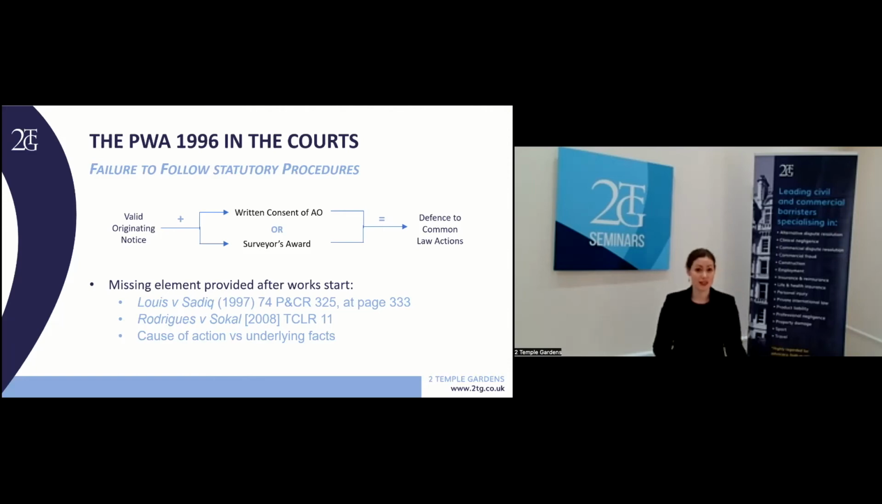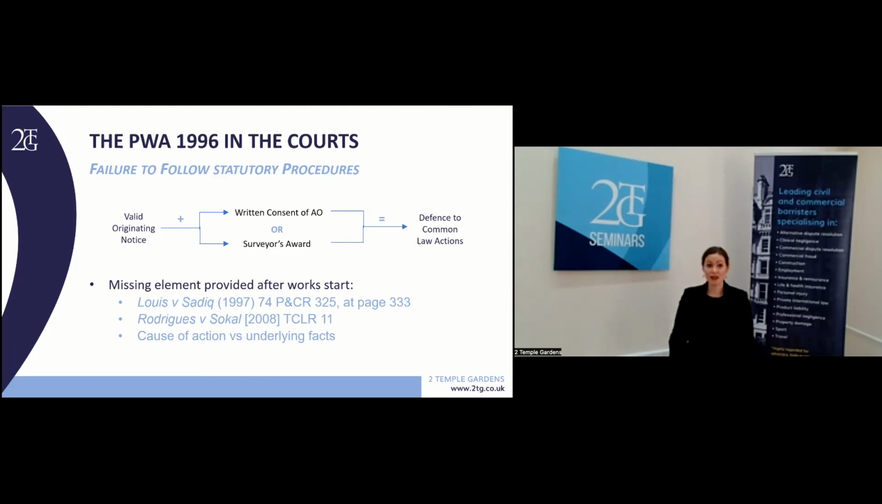Unsurprisingly, the adjoining owner disagreed with this award and attempted to bring common law proceedings in respect of the alleged damage. As a preliminary issue before trial, the court was asked to determine whether the adjoining owner was entitled to bring the proceedings at all, or whether they were precluded by the award of the surveyor. In Rodriguez, the court found against the adjoining owner on the basis that the surveyor's award determined the issue conclusively, even though the Act's provisions weren't invoked until after the alleged damage had started.